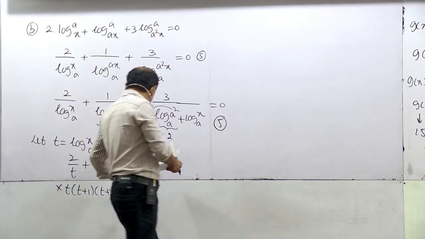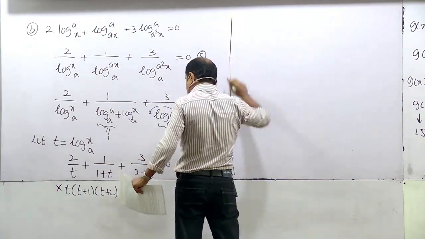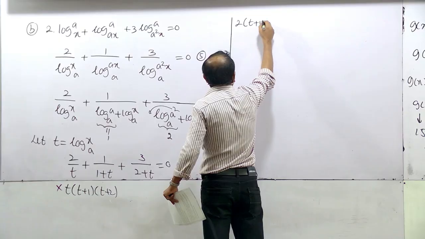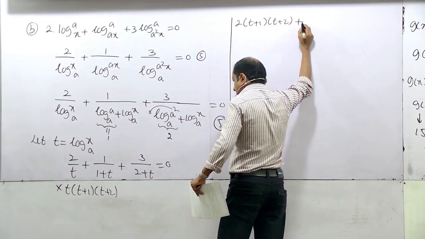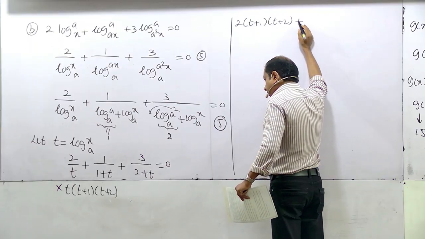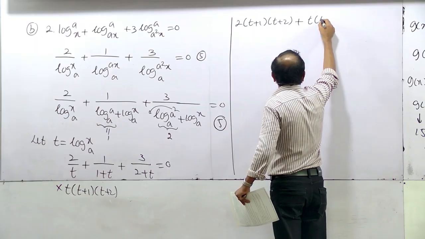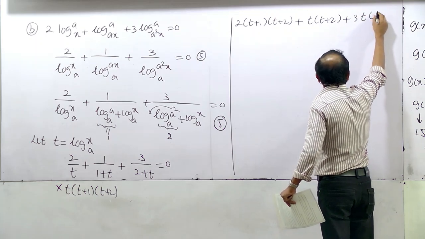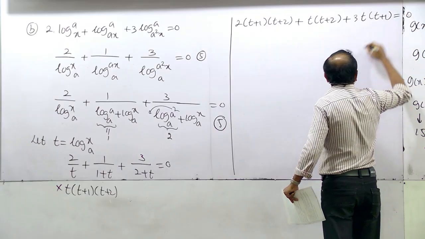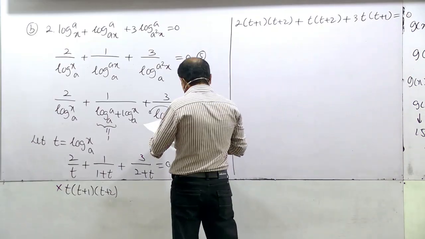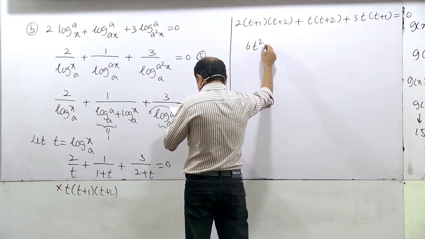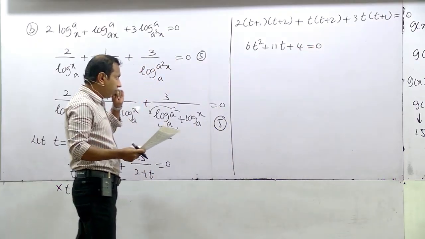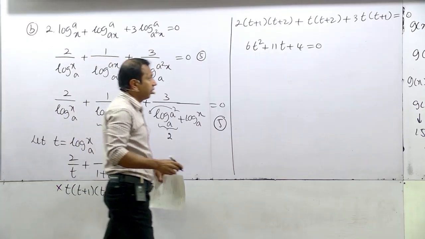Then when we multiply by this factor, we get like this: 2 times t plus 1 times t plus 2, and 1 times t plus 2, and 3 times t plus 1 equals 0. When you simplify this, we get 6t squared plus 11t plus 4 equals 0. Alright, for this we get 5 marks.